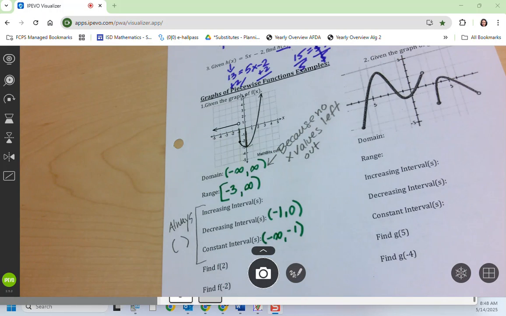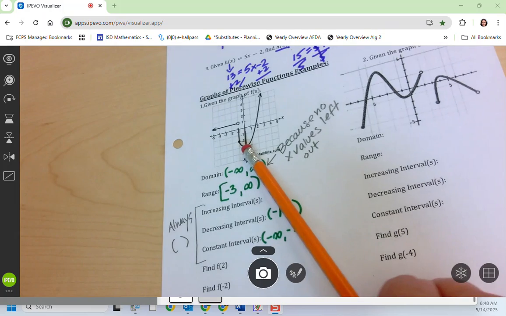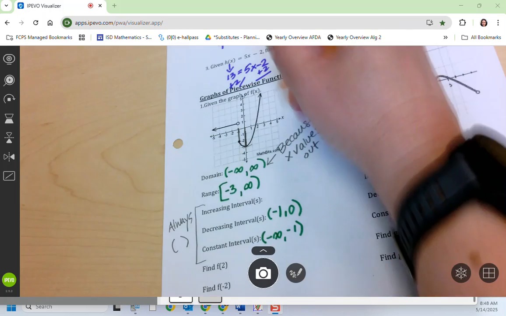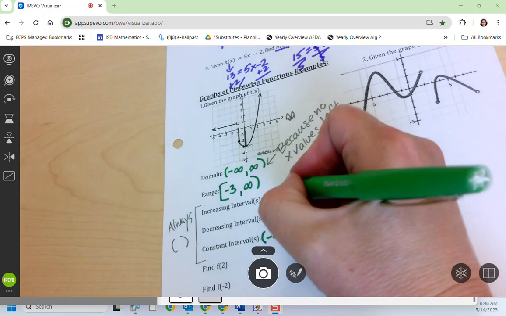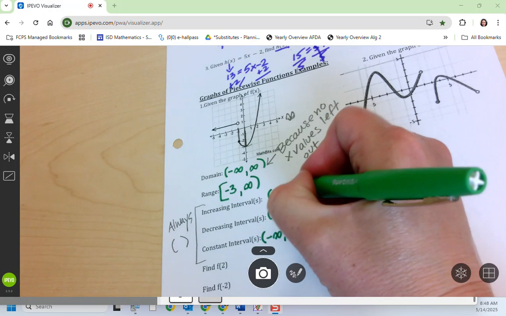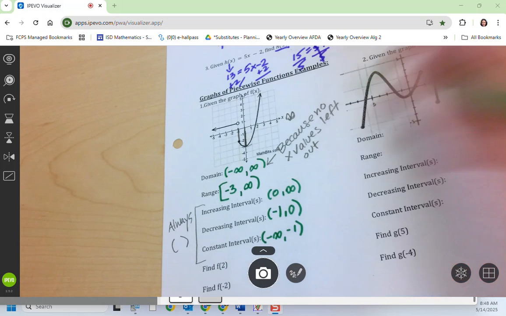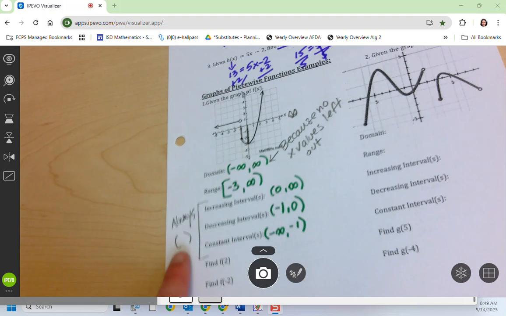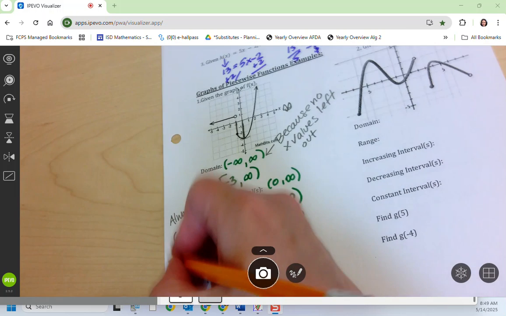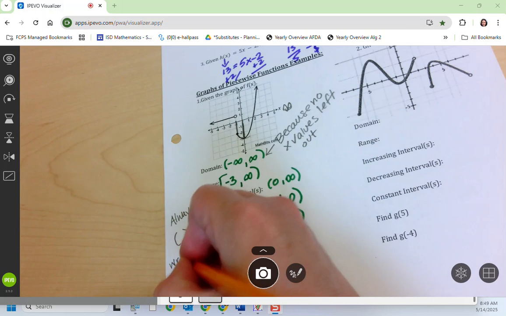And then the last piece is increasing. So it's increasing from here all the way to the right. And on the right, x is infinity. So it's increasing from 0 to infinity. Okay, what questions do you have about increasing, decreasing, and constant? All right, so notice that it's always parentheses, and we write the x values. We never write y values for increasing and decreasing and constant.